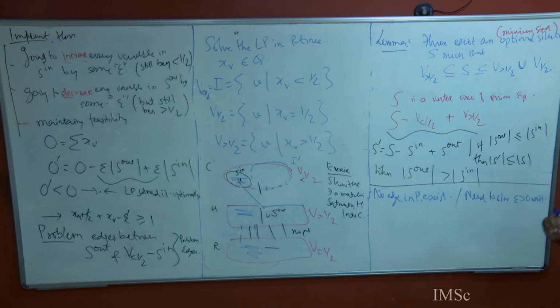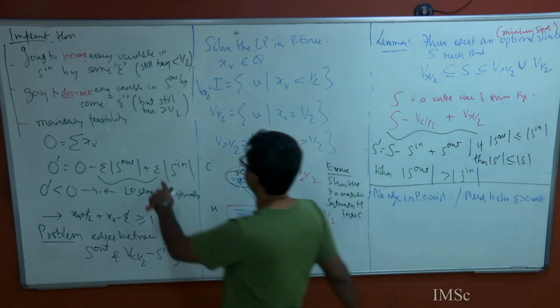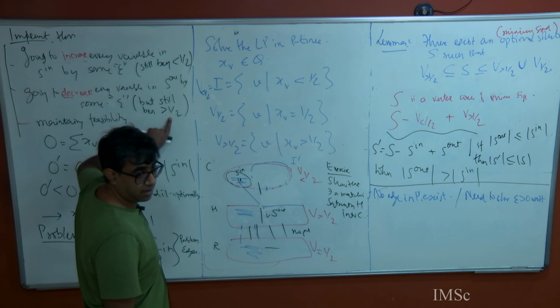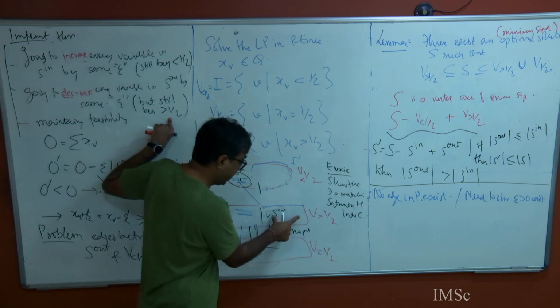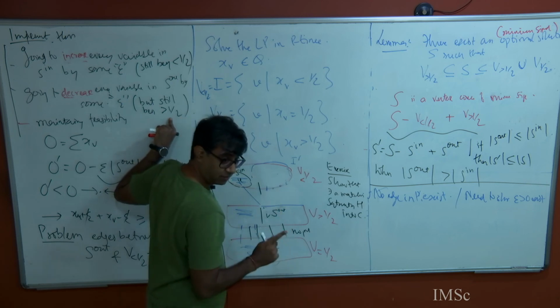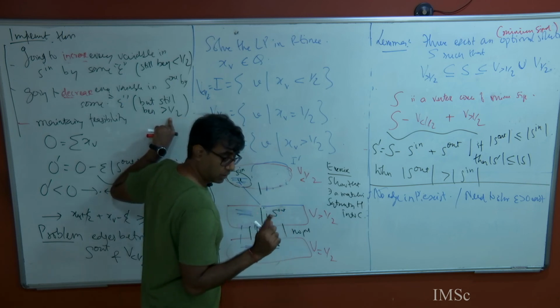Decrease the variables of S out, edges of S out to this V equal to half. Meaning, this can decrease. I told you, right? I am still maintaining the fact that everyone is greater than half. Everyone is greater than half here. Even after a decrease, they are still greater than half. This is important, right?